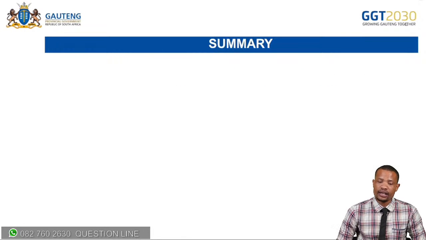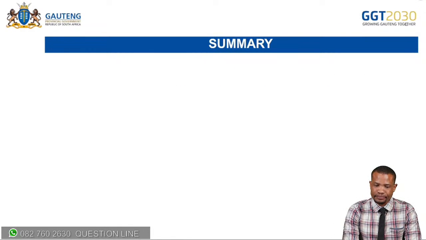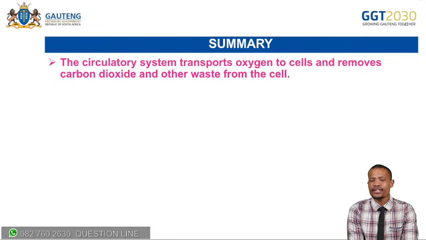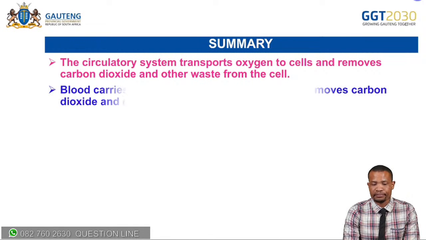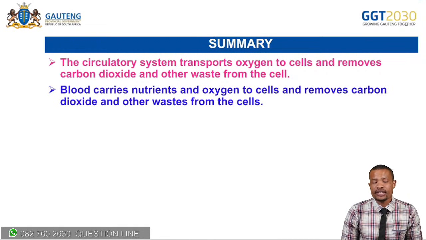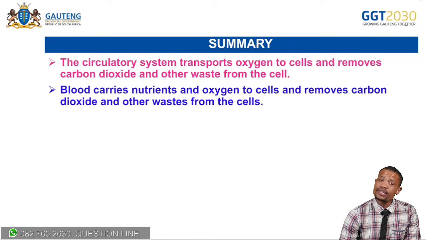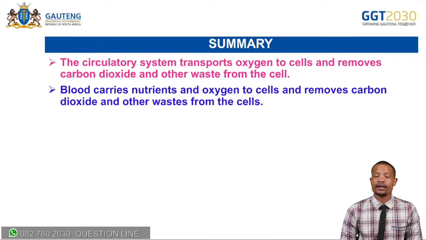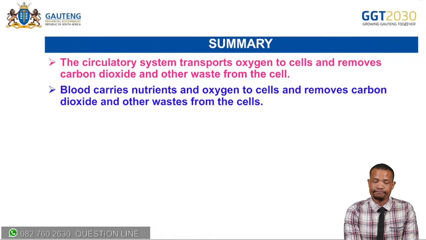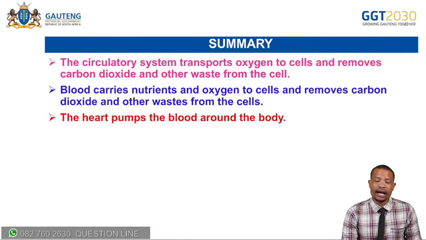Okay. Now let's summarize our lesson. We said that the circulatory system transports oxygen to cells and removes carbon dioxide and other waste from the cells. The blood carries nutrients and oxygen to cells and removes carbon dioxide and other waste from the cells. The heart pumps the blood around the body.